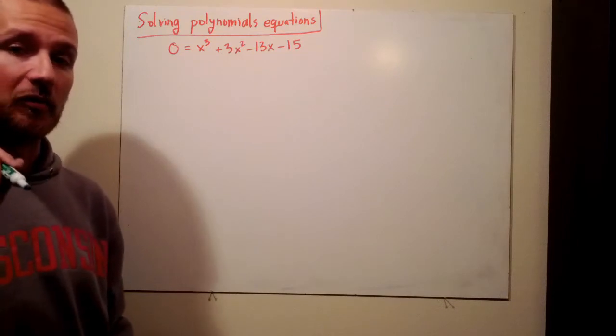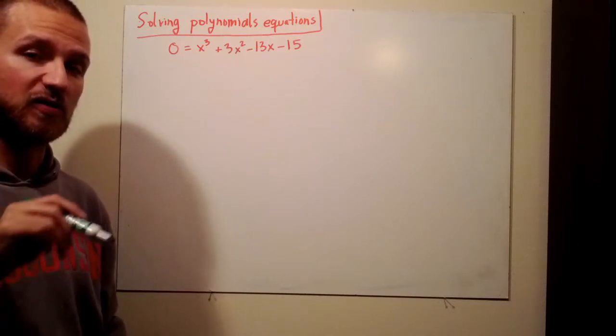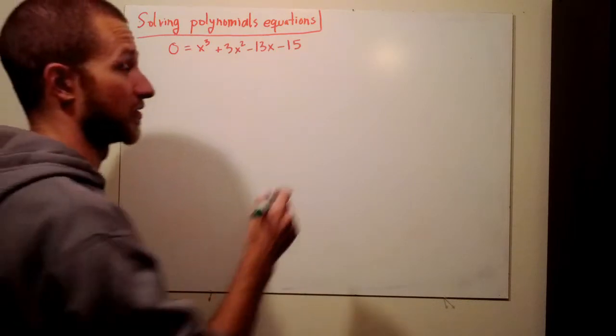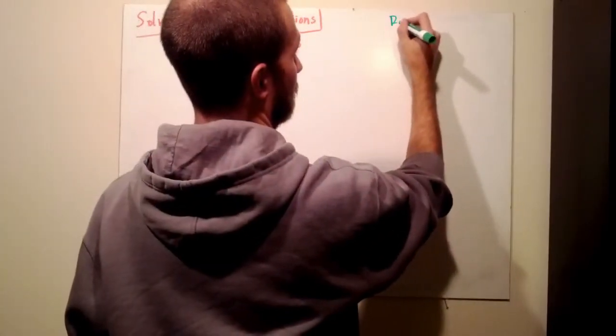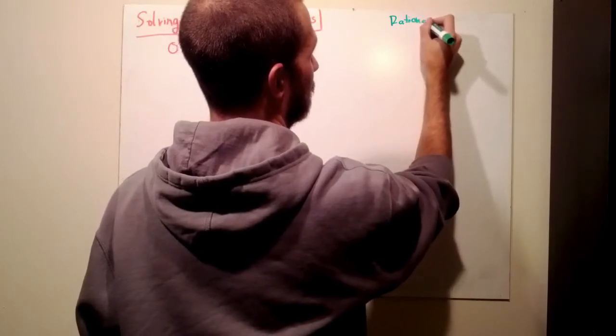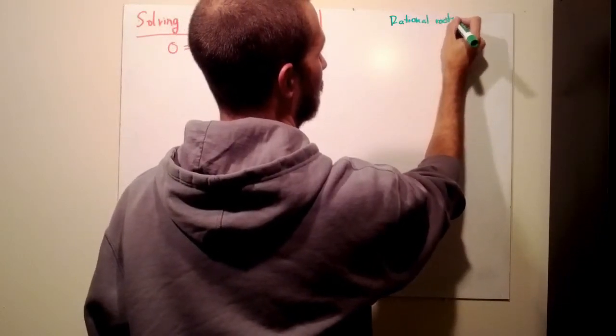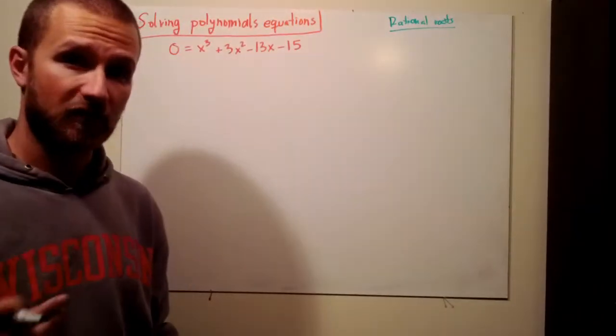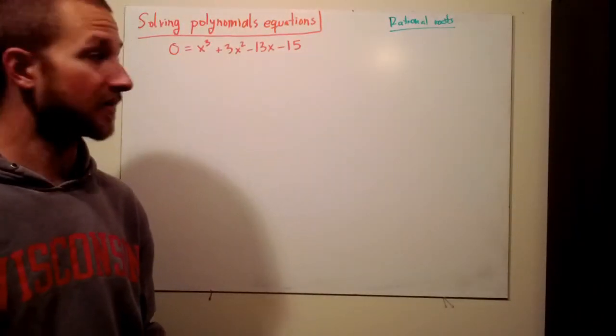And if I'm going to use polynomial long division, I need to know at least one factor already. So to do that, I'm going to use the rational roots theorem. If you don't know what I mean by rational roots, either Google it or take a look at the video I posted on the website.